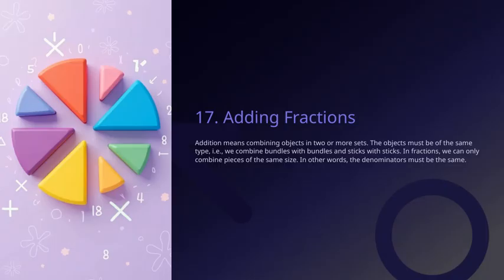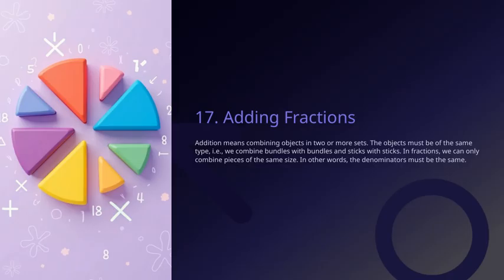When we talk about adding fractions, the key idea is similar to combining objects in sets. Imagine you have two groups, say bundles or sticks, and you want to put them together. The important part is that these objects must be of the same type. So if you're combining bundles, they should all be bundles, and if you're working with sticks, they should all be sticks.